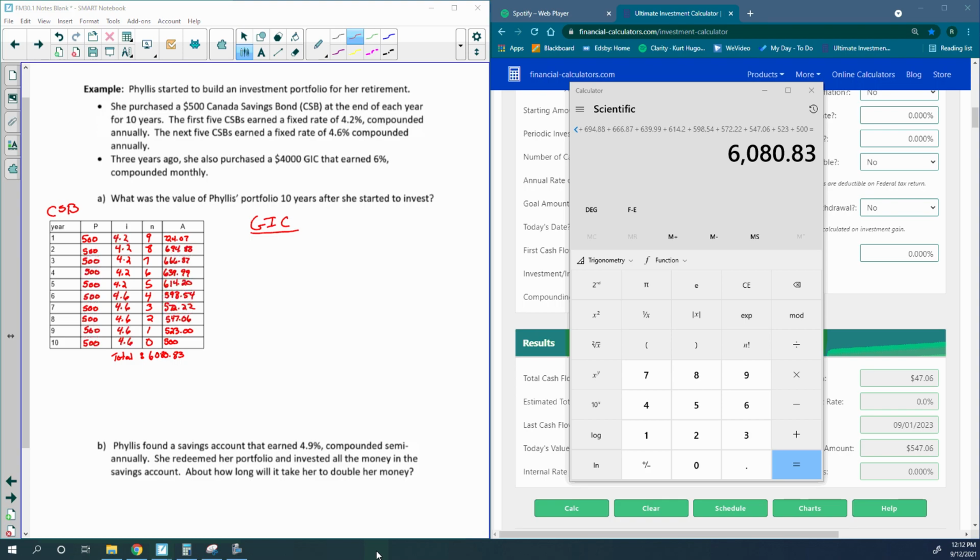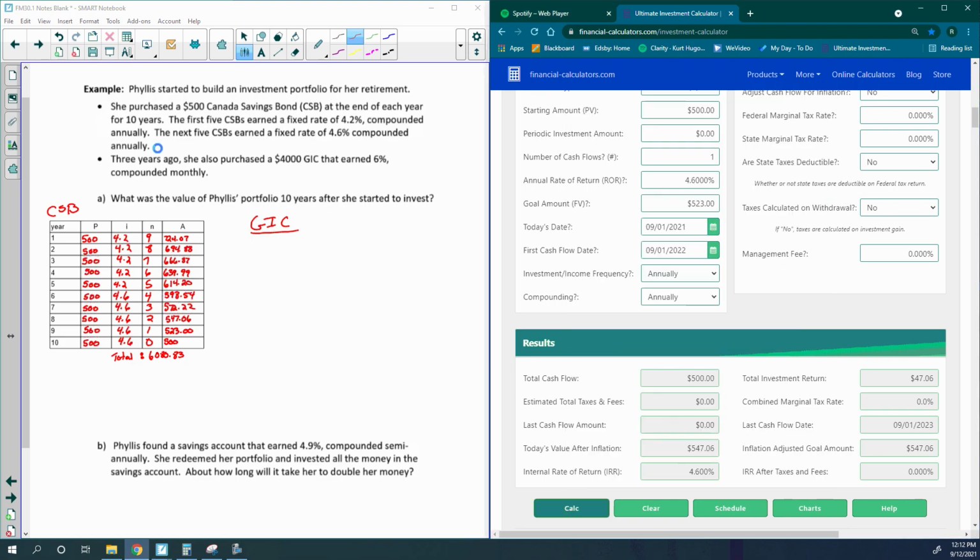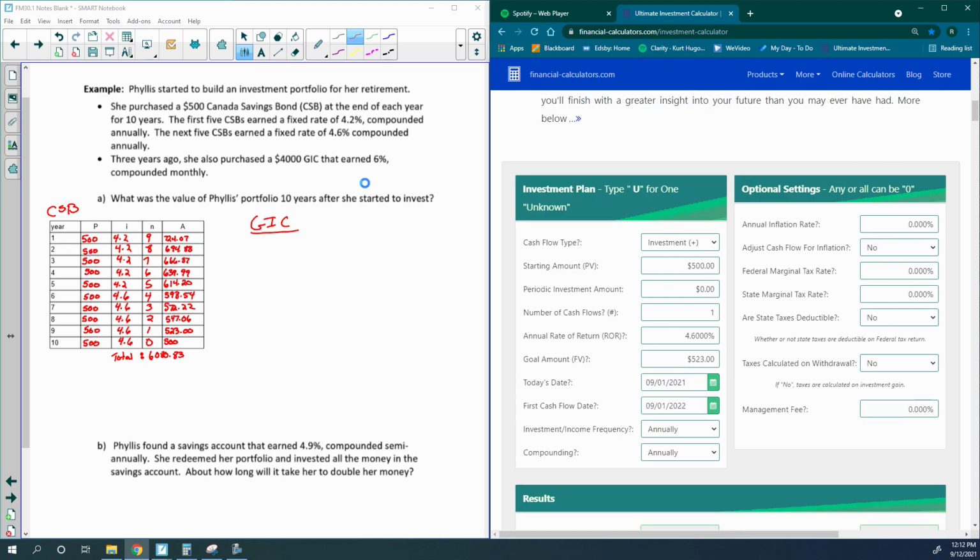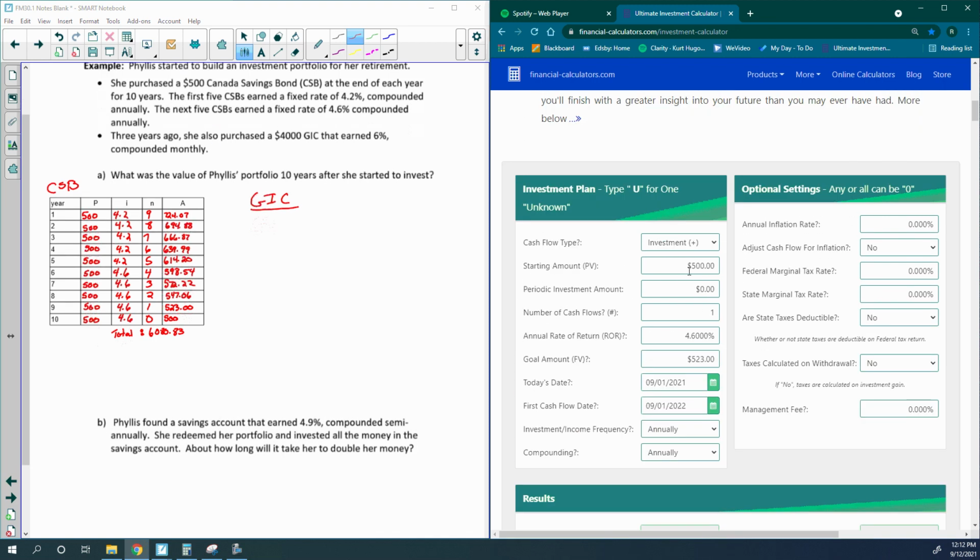And so I'm going to go to my financial calculator for that one. So 3 years ago, she also purchased a $4,000 GIC that earned 6% compounded monthly. So the starting amount was 4,000 for that one. We're not doing regular payments. Number of cash flows: she did this 3 years ago, so we got 3 years, and it's earning monthly. So if it's monthly, that's 12 times in a year for 3 years. So that's 36 cash flows altogether. The interest rate is 6%. My future value is unknown.